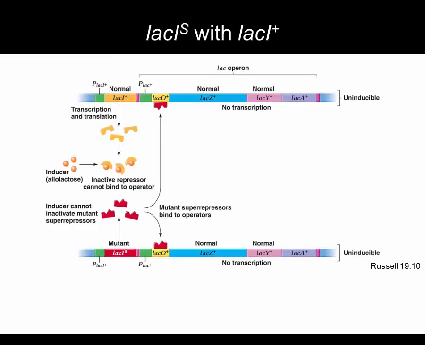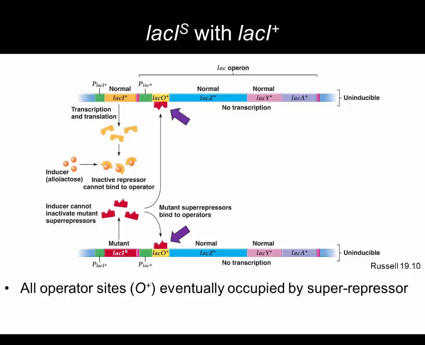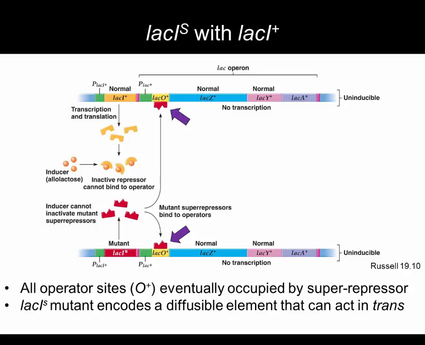Now let's see what happens when we try to complement the lac-I superrepressor with wild-type lac-I. In the absence of inducer, the superrepressor has a wild-type phenotype anyway, so we don't expect any difference then. But what about when lactose is present? Well, all the wild-type repressor will bind allolactose and no longer interact with the operator. But the superrepressor will ignore the inducer and continue to bind its operator, as well as the one on the other DNA molecule. Therefore, we say the superrepressor can act in trans.